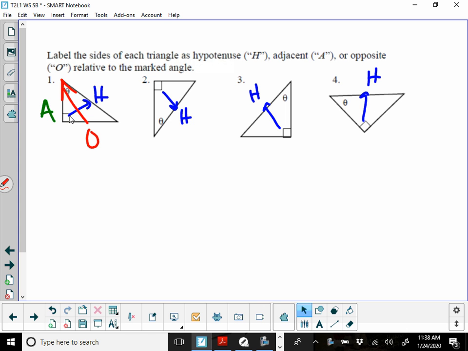All right, same thing for number 2. If this is your angle, your opposite side is opposite of the angle, and your adjacent side touches the angle. All right, so that leaves you with number 3 and number 4 to do there.